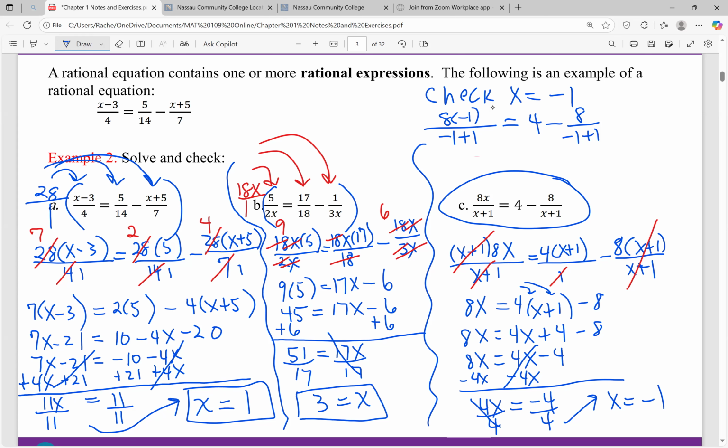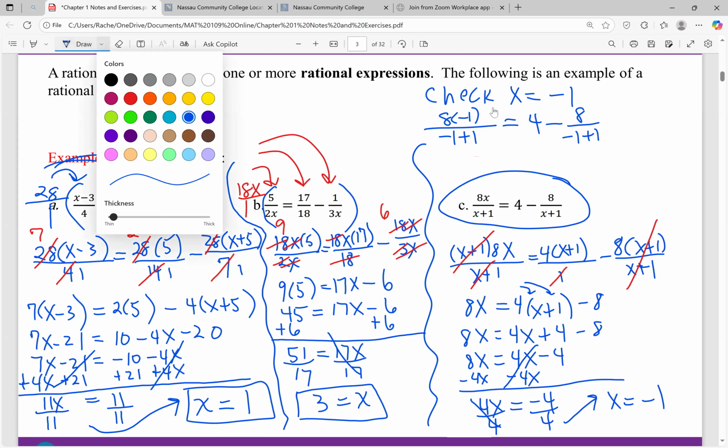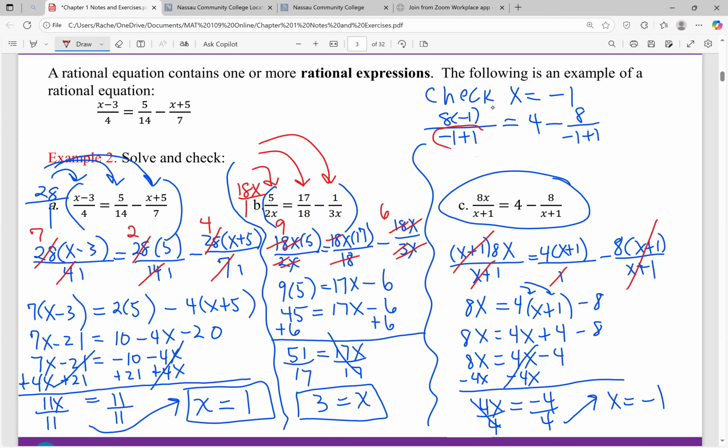But look at these denominators. What is negative 1 plus 1 equal to? That's equal to 0, right? Same over here. We can't divide by 0. It's not a real answer. It's undefined.